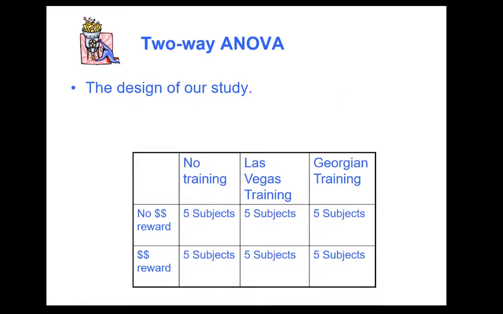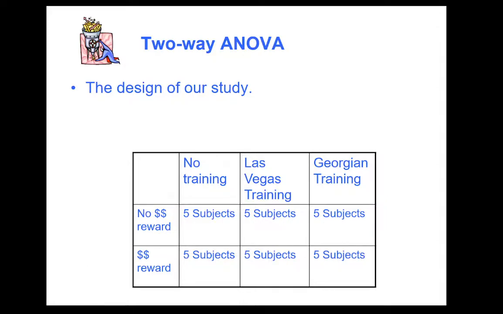Okay, so here's what it looks like, putting it into a little matrix for you visual learners, myself included. I have those who receive no money, no bursary, and I had 15 students. Of those 15 students, 5 received no additional training, 5 of them went to Vegas with me, and 5 of them stayed at Georgian College and did the training session with me. Of the 15 students who received the money, 5 of them get no training, 5 get Vegas, and 5 get Georgian training.